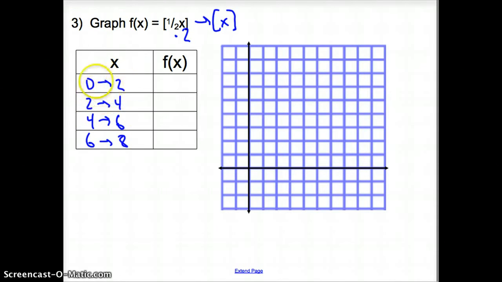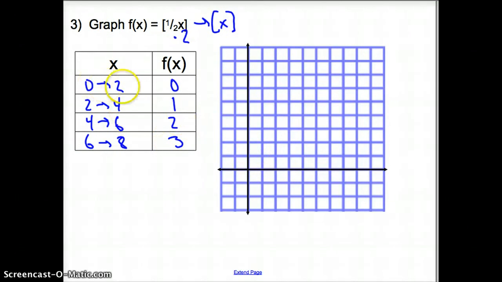You can plug anything from 0 to 2 in this x, and you would have to round down to 0. You would plug anything from 2 to 4 in for x, and you would have to round down to 1. Then you go from 4 to 6. Anything in that value would be 2, and anything in this value would be 3.